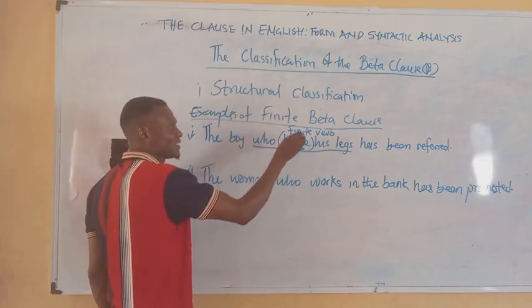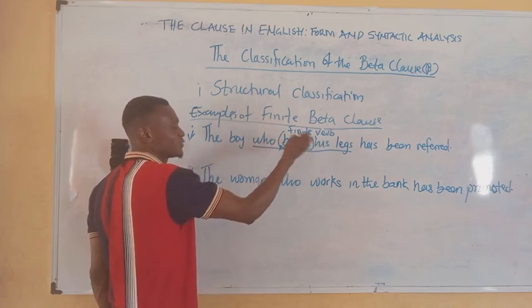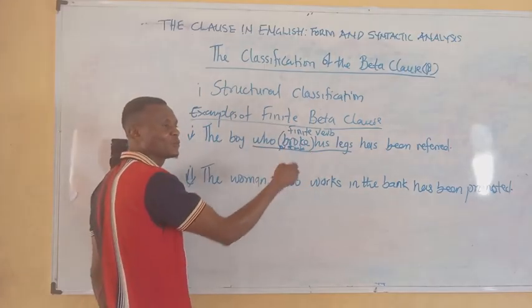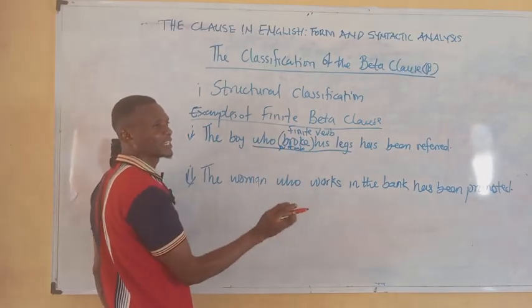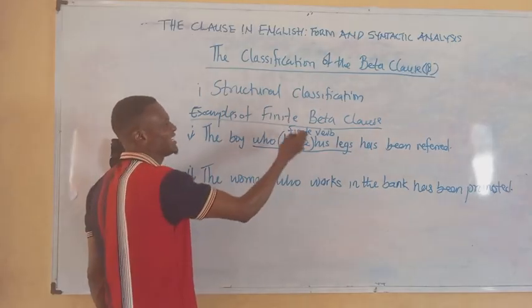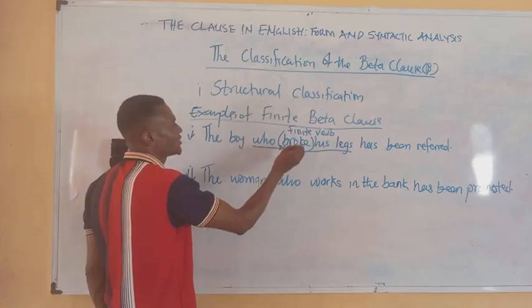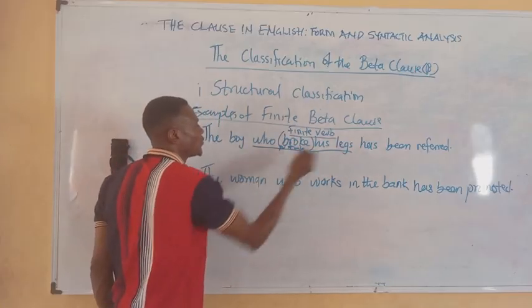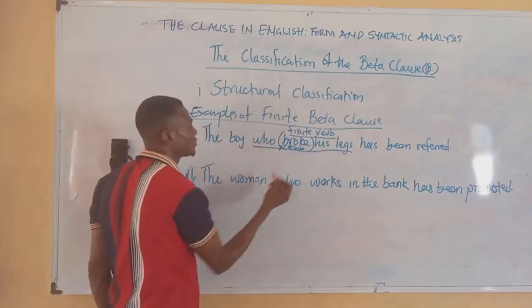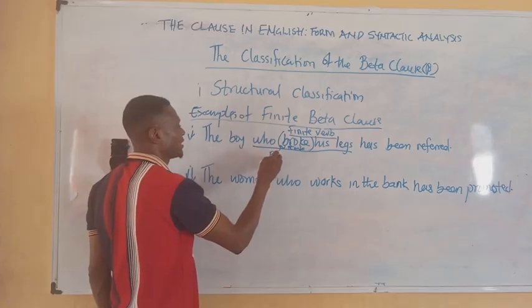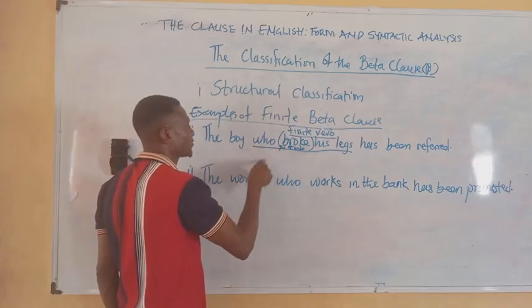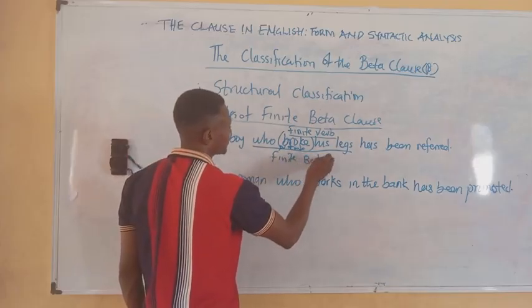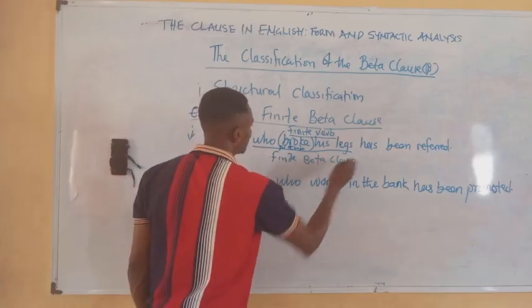So it can be past. If it is break, it will be present. If it is breaks, it will be singular. If it is break, that's the present plural. So it reflects this in the finite verb here. Now, this kind of clause is referred to as a finite beta clause.